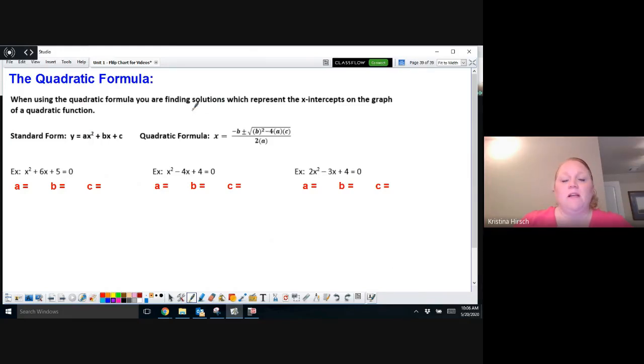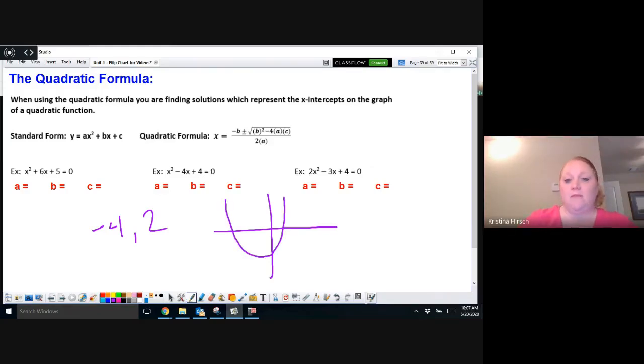So the discriminant tells you how many and if they're real or imaginary, but the quadratic formula tells you exactly where it crosses the x-axis. All right, so remember, this is what represents the x-intercepts on a graph. So if I did all of this work and I found the solutions were -4 and 2, then I would expect a graph that maybe did something like that because it would cross at -4 and +2. Okay, so again, the discriminant tells you how many and if they're real or imaginary, but the quadratic formula tells you exactly where does it cross.